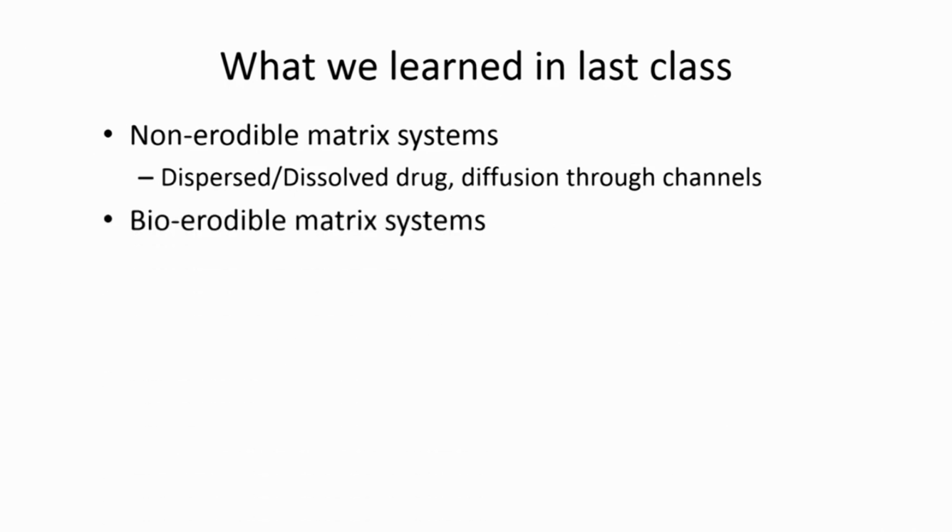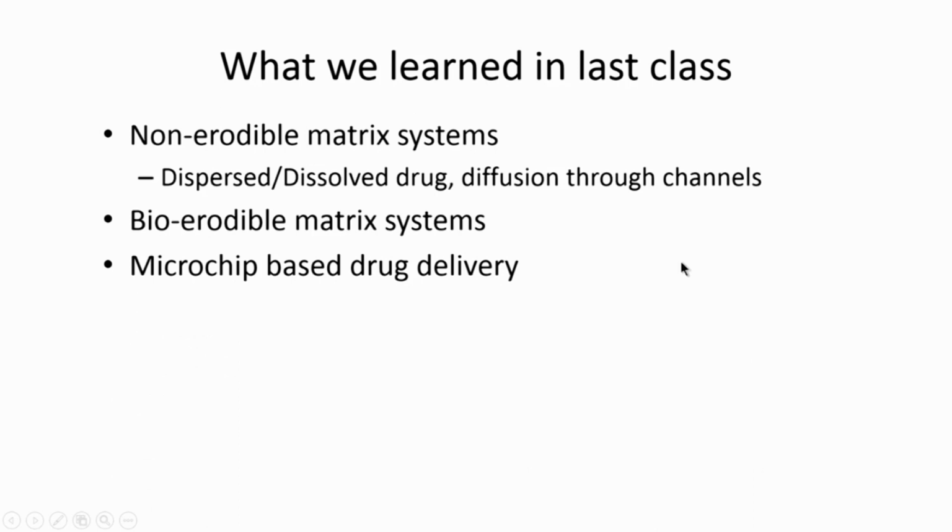Then we talked about the bioerodible matrix systems. These are very similar to non-erodible matrix systems. These are systems which have encapsulated the drug into their volume, but in this case they are bioerodible. That means that when they are put in some sort of biologically relevant media, they can erode. So, they can either degrade by surface or bulk, something that we have discussed in the past.